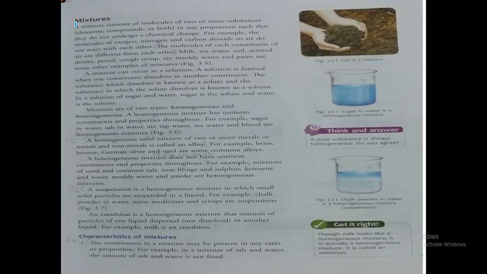Now what is a mixture? A mixture consists of molecules of 2 or more substances. These substances can be elements, or compounds, or both elements and compounds, in any proportion. They do not mix in any fixed proportion. They can be mixed in any proportion.